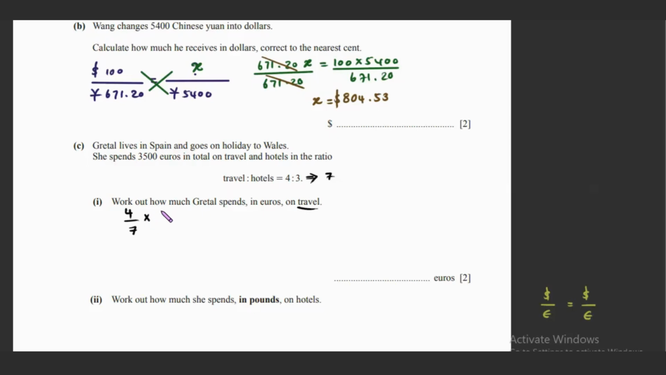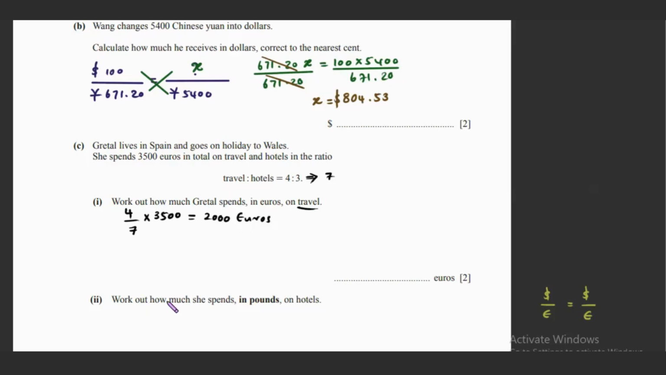Then I need to simply multiply this with the amount she spent. So that is, she spends in total 3,500. When we multiply this, the amount that we get is going to be in euros. So that is the amount she spent in travel. When we solve this, we end up getting 2,000 euros. So this is the amount she spent on travel.